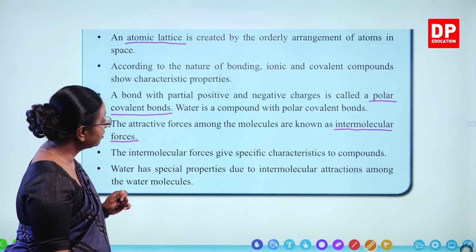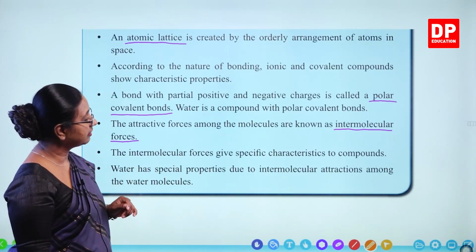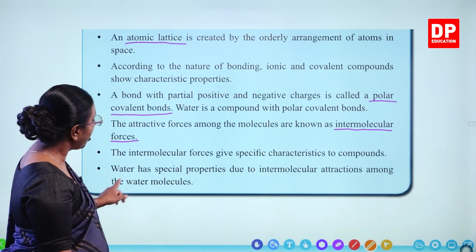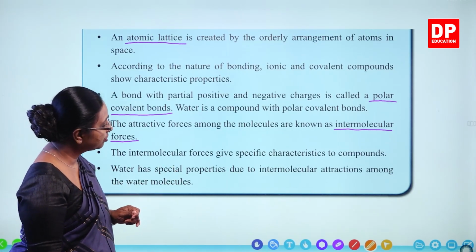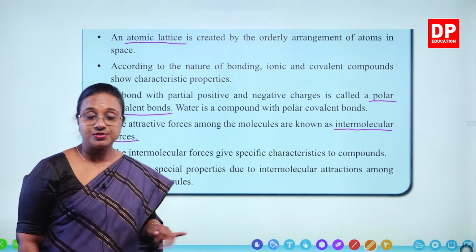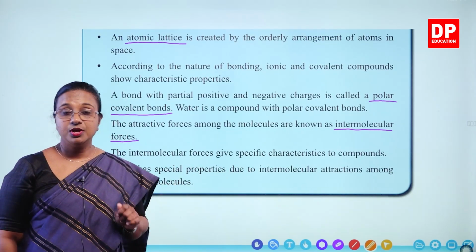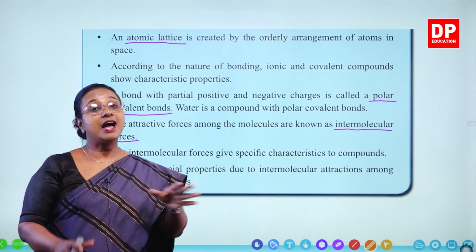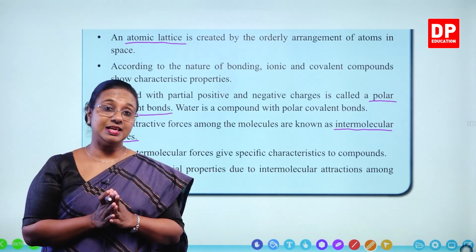The intermolecular forces give specific characteristics to compounds. Water has special properties due to intermolecular attractions among the water molecules. So that is what I discussed now. So with that, students, I have completed the lesson.